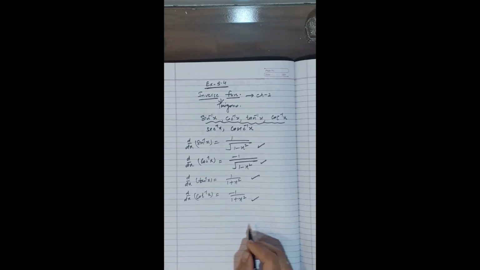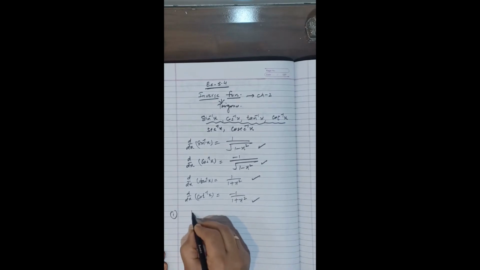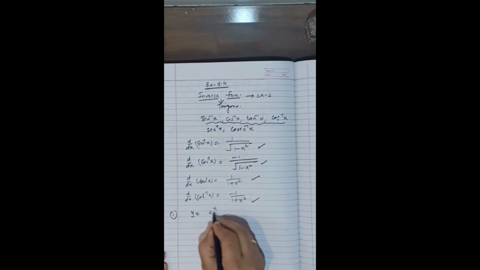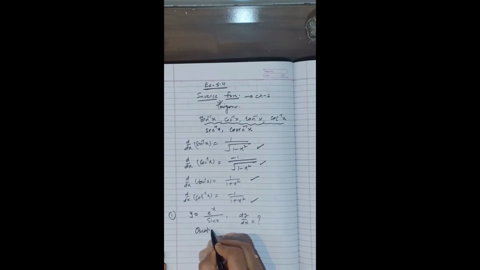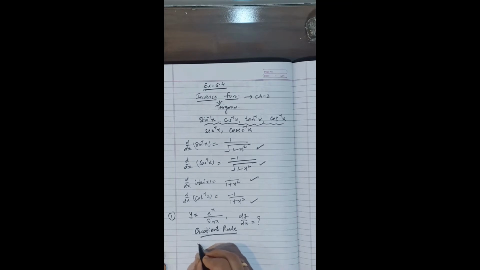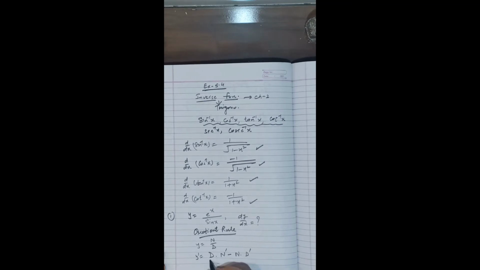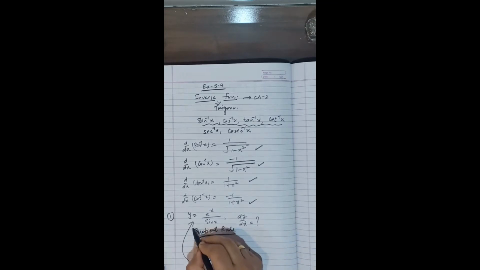I am going to start with the first question of exercise 5.4, where y is given equal to e raised to power x upon sin x, and we have to find the value of dy upon dx. If you remember, in your 11th standard we have done the quotient rule. What was the quotient rule? If the function is given in the form of numerator upon denominator, then its derivative is denominator into derivative of numerator minus numerator into derivative of denominator, divided by denominator square. So we are going to apply this quotient rule here.